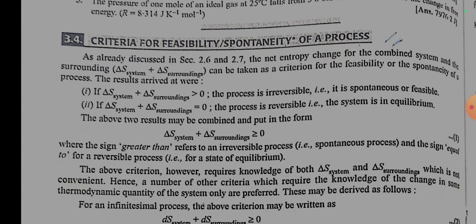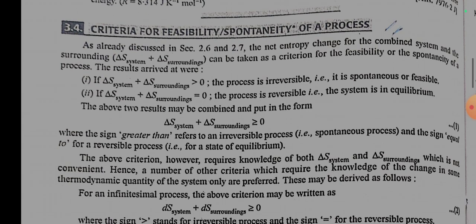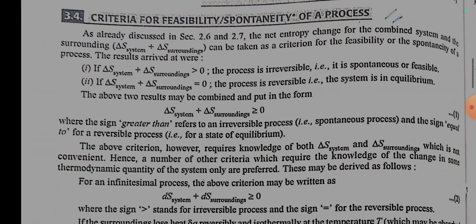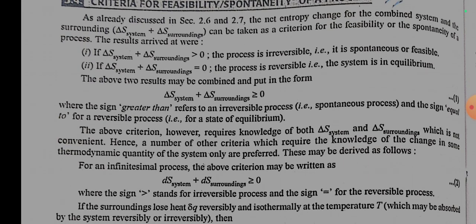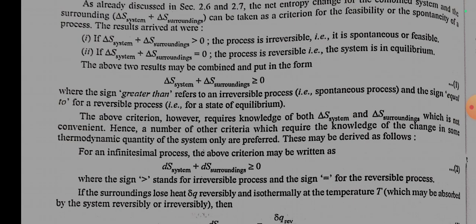Criteria for feasibility and spontaneity of a process. As already discussed, the net entropy change for the combined system and the surrounding can be taken as a criterion for the feasibility or the spontaneity of a process. The results arrived at were: number 1, if ΔS of system plus ΔS of surrounding is greater than 0, the process is irreversible, that is, it is spontaneous or feasible.